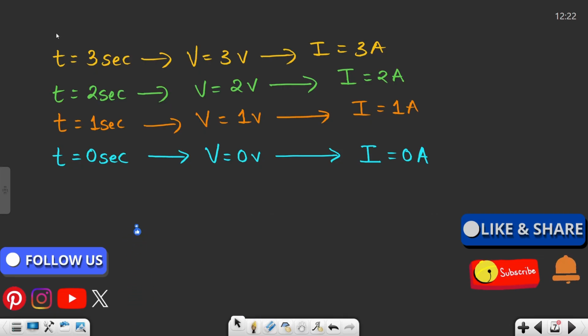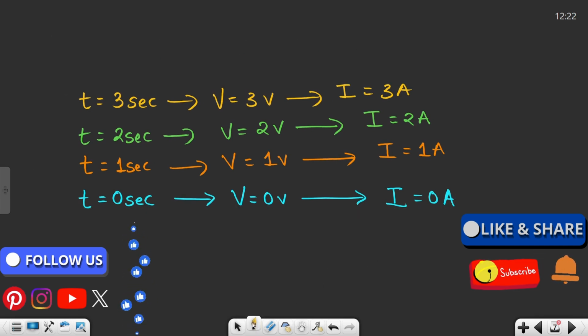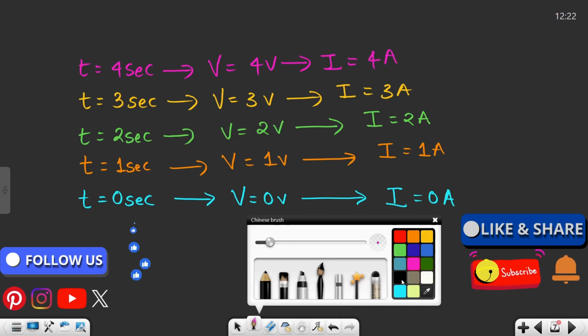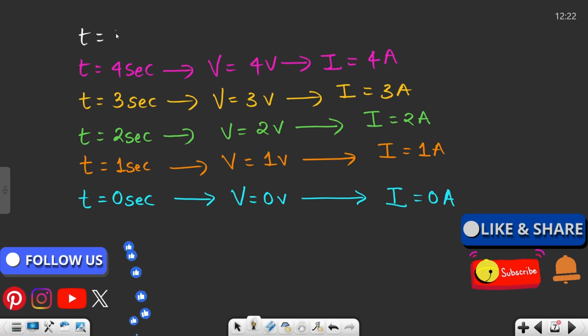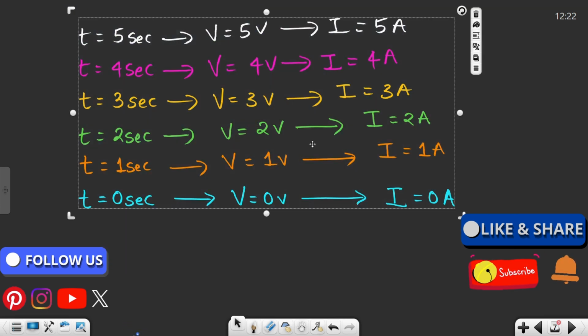Let me bring this entire thing a little down. At t equals 4 seconds, we have voltage as 4 volts and current as 4 ampere. Sorry, my bad, 4 ampere. Similarly, at t equals 5 seconds, we have voltage as 5 volts and current as 5 ampere. So what can you observe based upon this entire scenario?